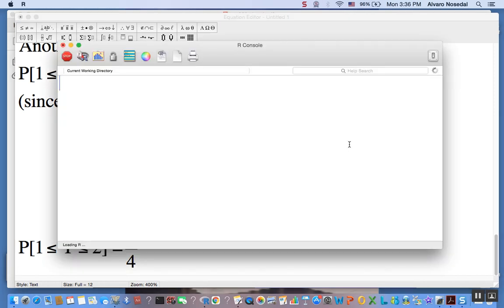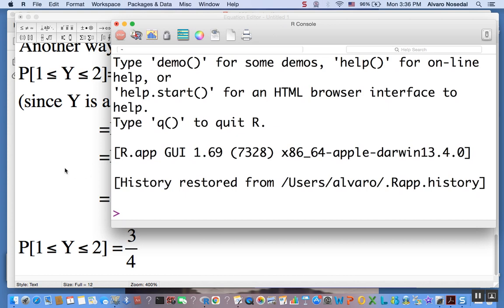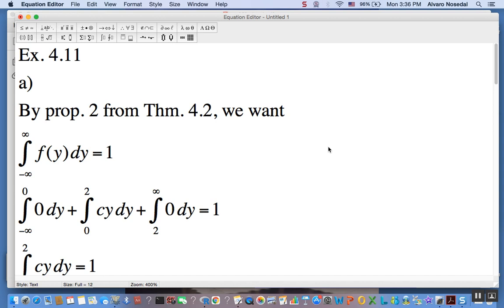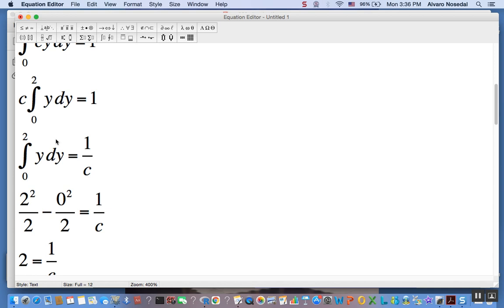So let's try and see how you could find that constant using R. So let me launch R. If I remember correctly, we found that the constant was 1/2, right? We have it here, so we could check. So what we said is, for part A, let's find that integral, and if we find this integral, what we have is the reciprocal of the constant that we want, right?